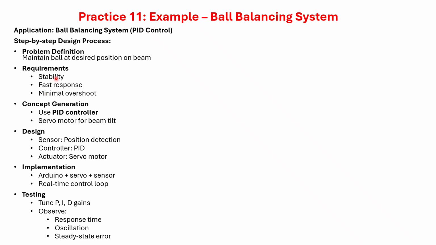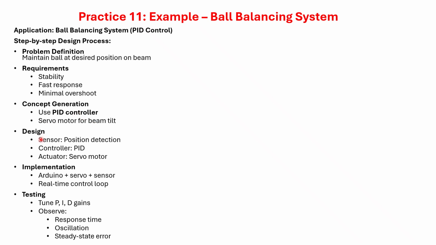We have to maintain the stability. The system should respond quickly, and the system should have minimum overshoot. Next is the concept generation phase. In this concept generation, first we are going to develop a PID controller and a servo motor for beam tilting. The servo motor is mechanically coupled with the beam. Whenever the servo motor rotates, the beam will have a tilting effect. Based on the tilting effect, the ball can move here and there, and finally it will be maintained in the centered position with the help of the PID controller.